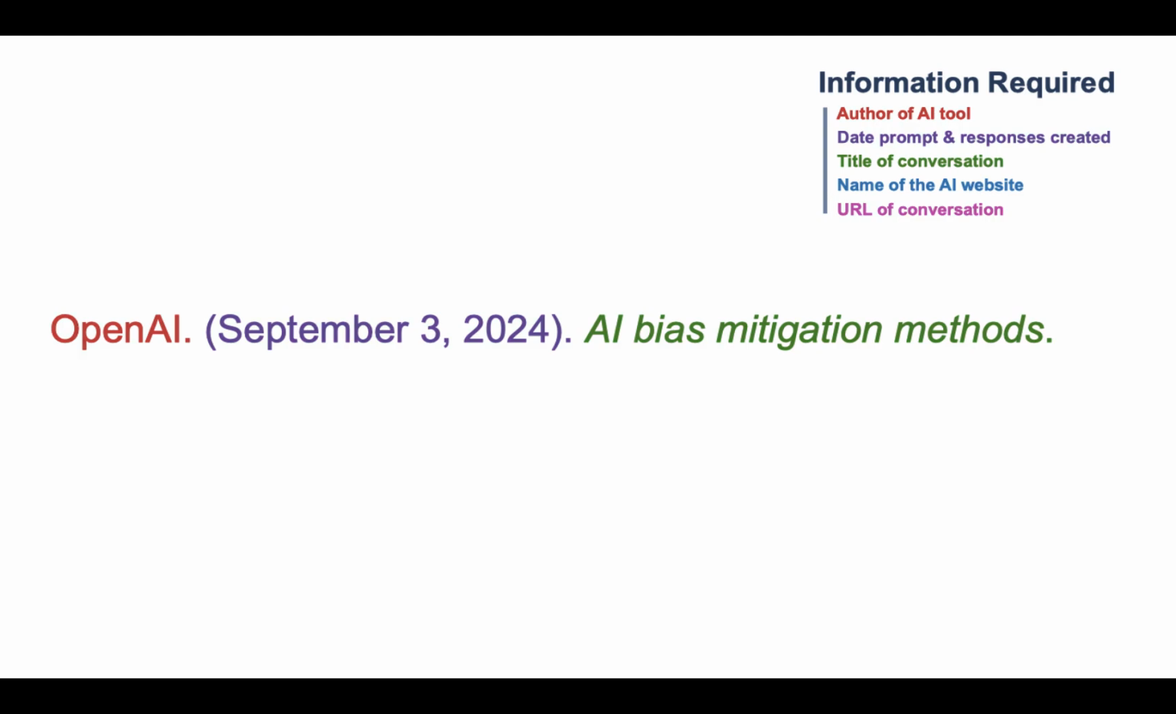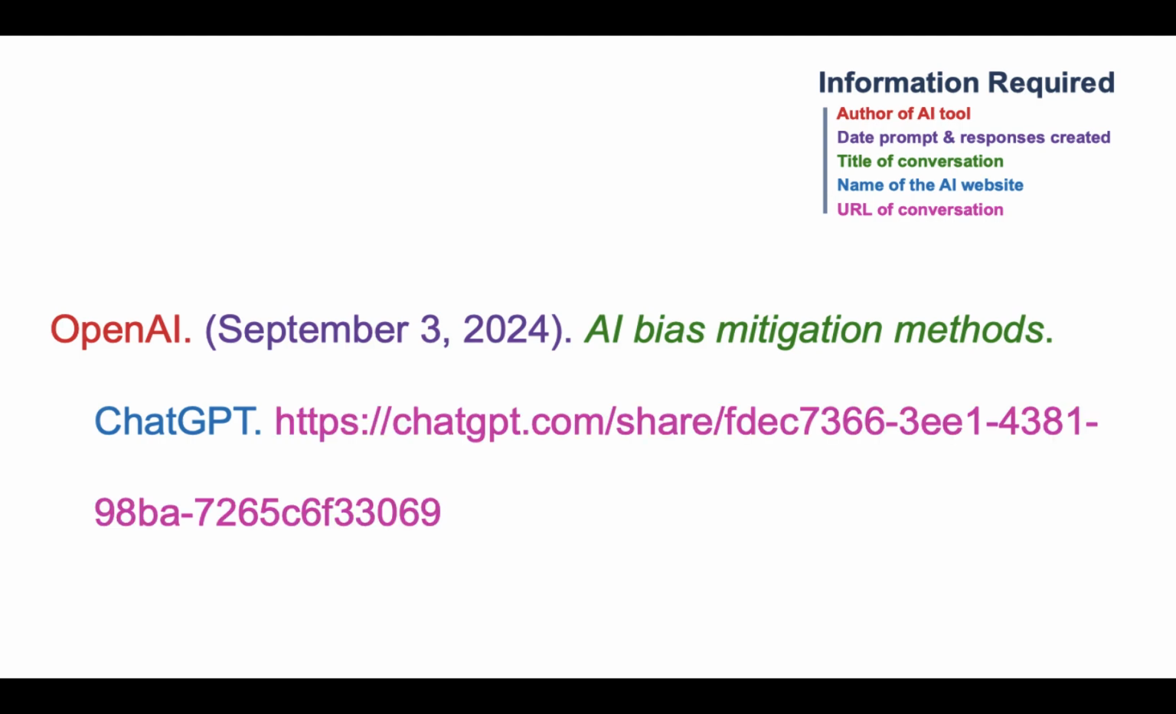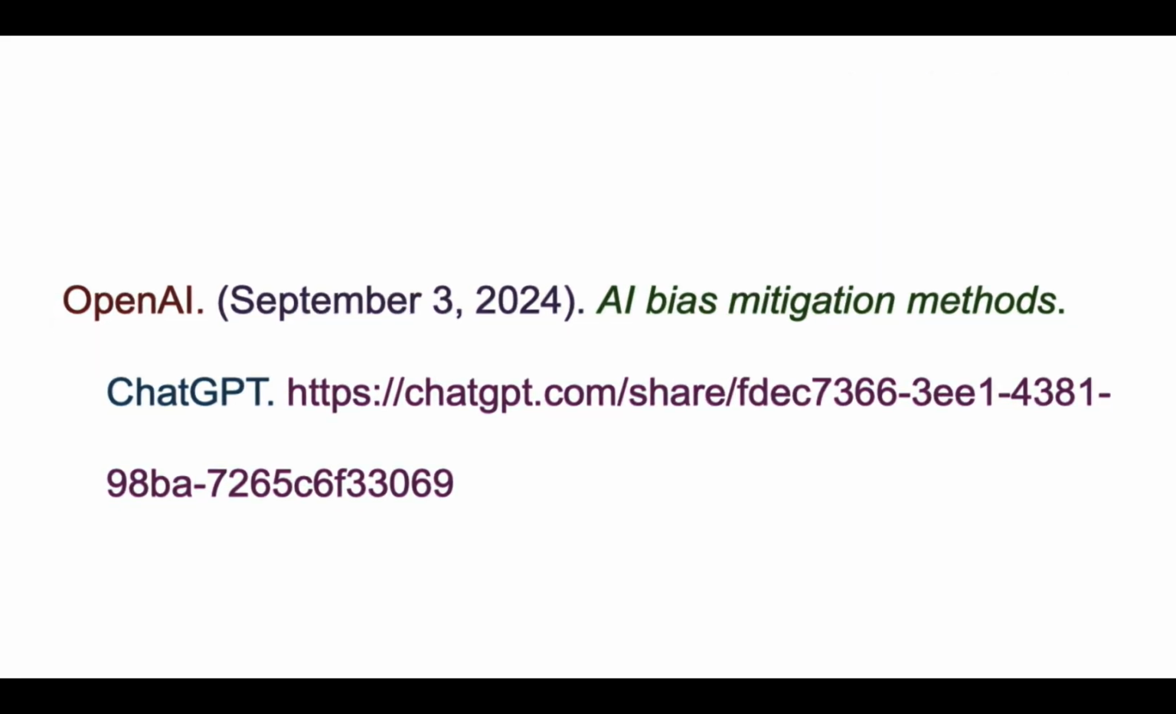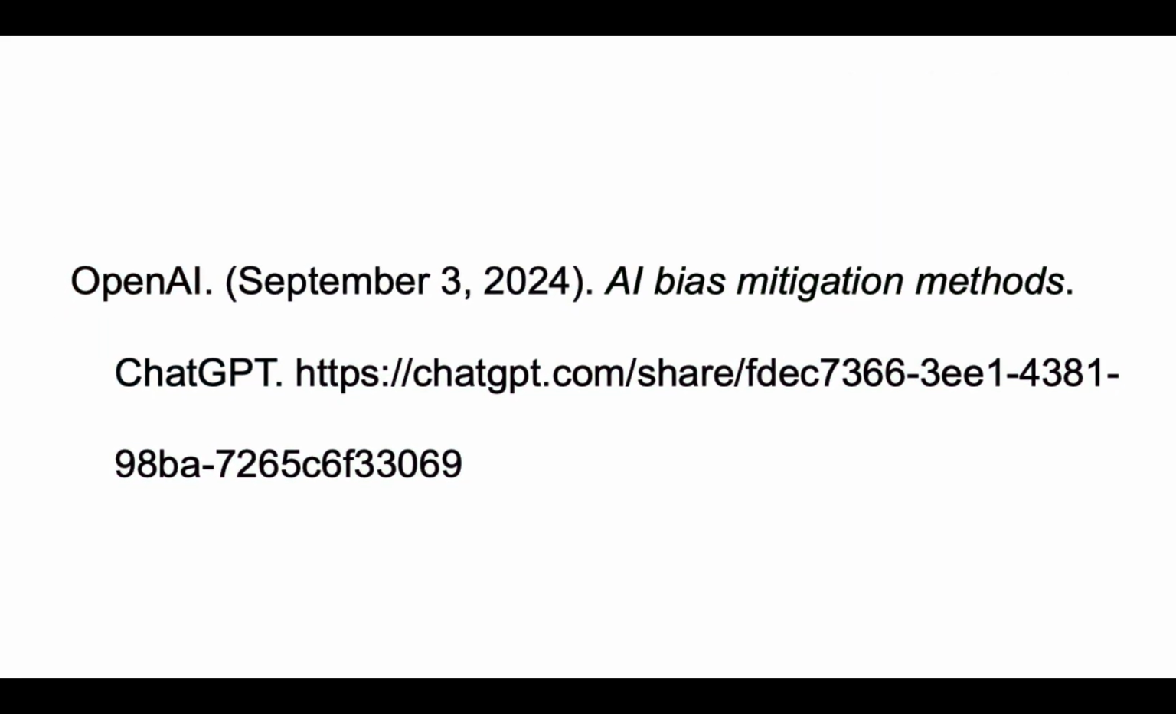Next comes the name of the website that you are retrieving your conversation from, in this case, ChatGPT. Follow with a period. Finally comes the URL to the conversation. This is our first example of an APA citation for a conversation generated by an AI tool.